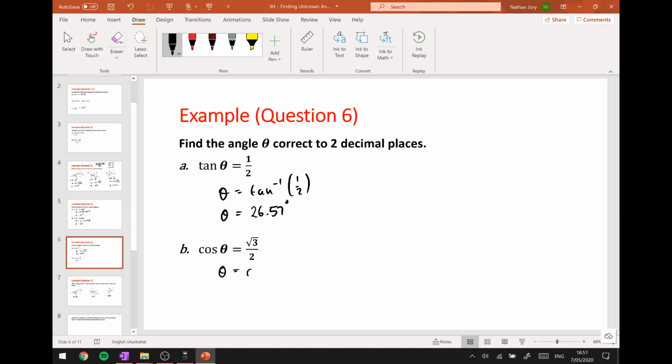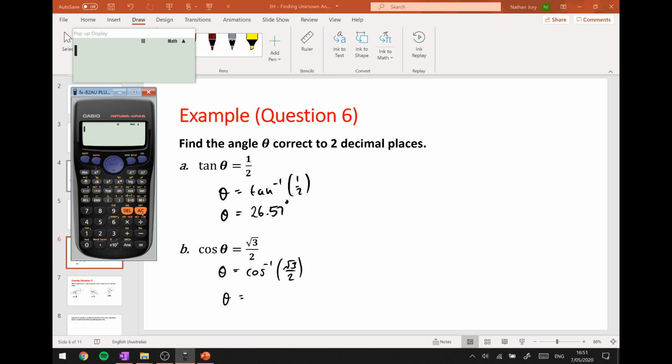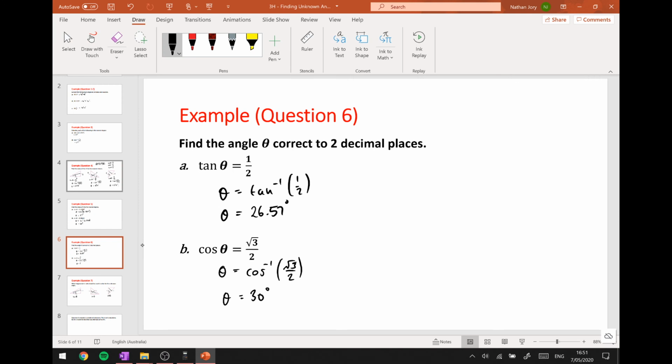Okay, this one here, same thing. Going to do the inverse cos, but we're going to do the square root of 3 over 2. So theta is equal to shift cos, square root of 3. Now, if you're just going to put it straight in like this, you have to press the arrow across. Otherwise, the fraction won't work properly, and it'll put the whole fraction inside the square root. Close off the brackets, and we get 30. That one's nice and easy.